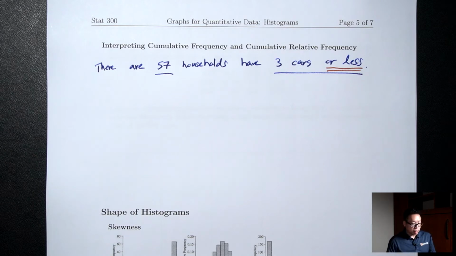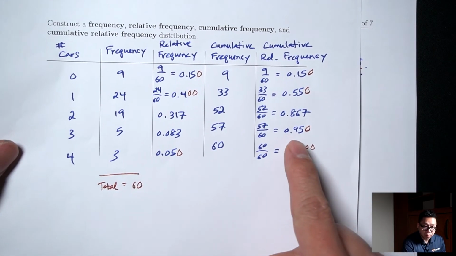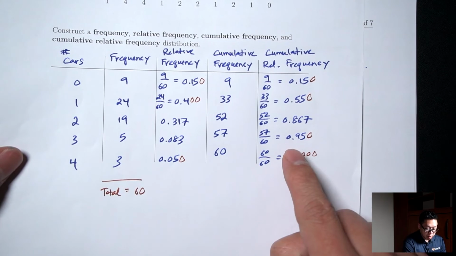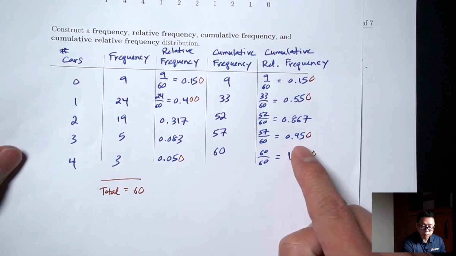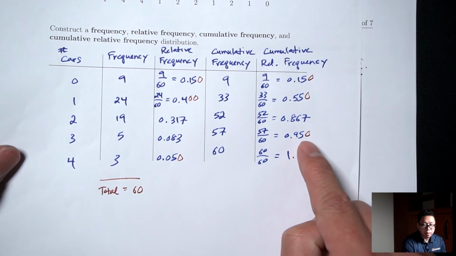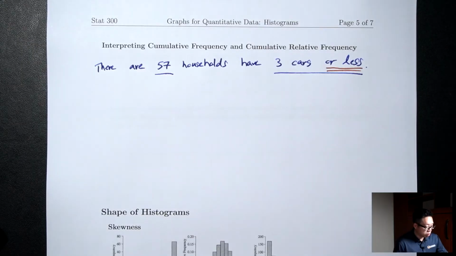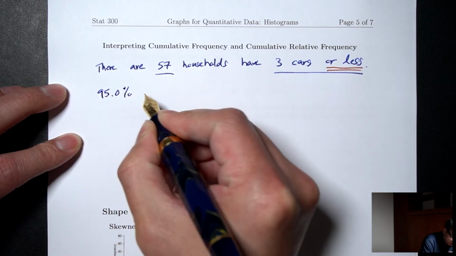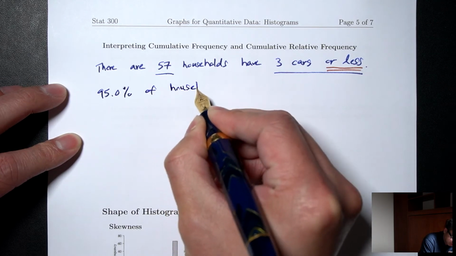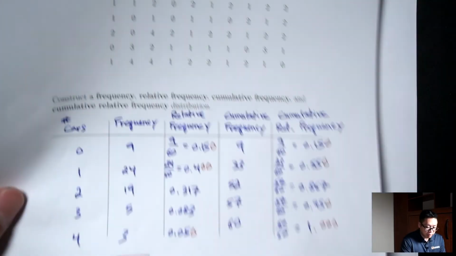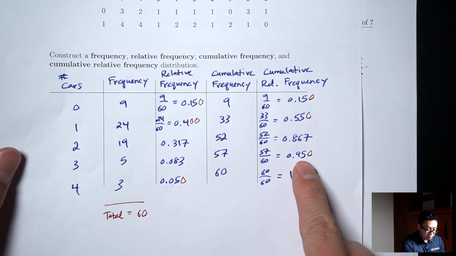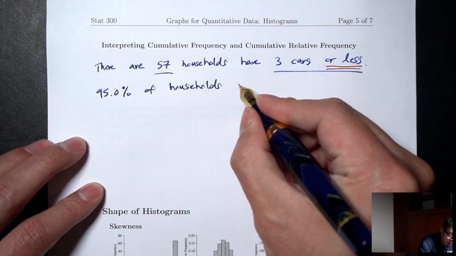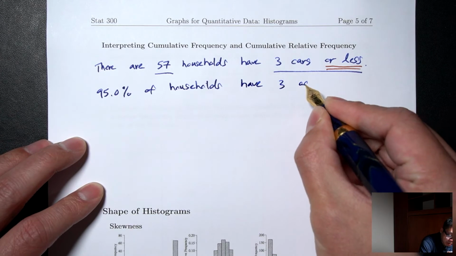Or less. And now for the 0.950, okay, anytime we're interpreting a relative frequency, I want you to convert it to a percent. Convert 0.950 to a percent, move the decimal 2 to the right. That's 95.0, so 95.0% of households. And then same thing, this 95% does not include just the 3, right? It includes the 3 or less. So 95% of households have 3 cars or less.